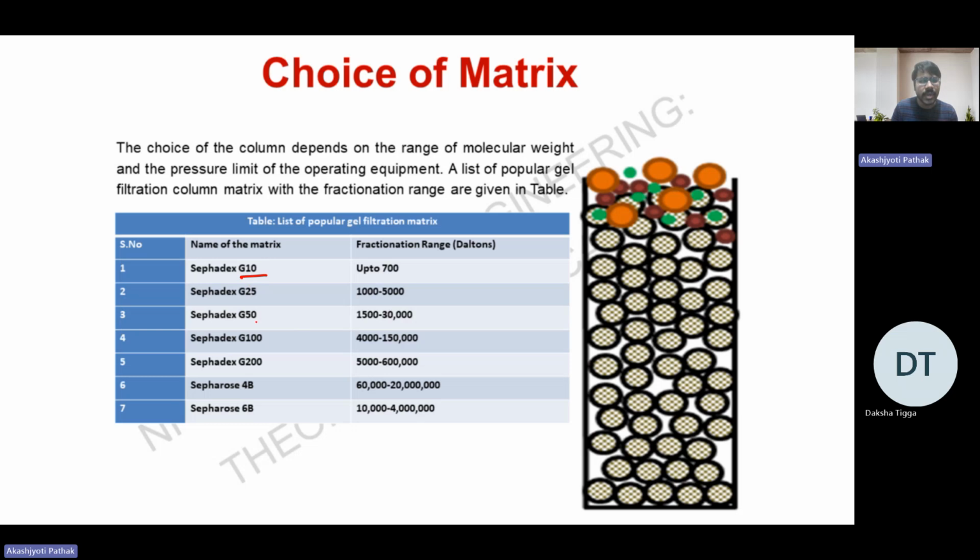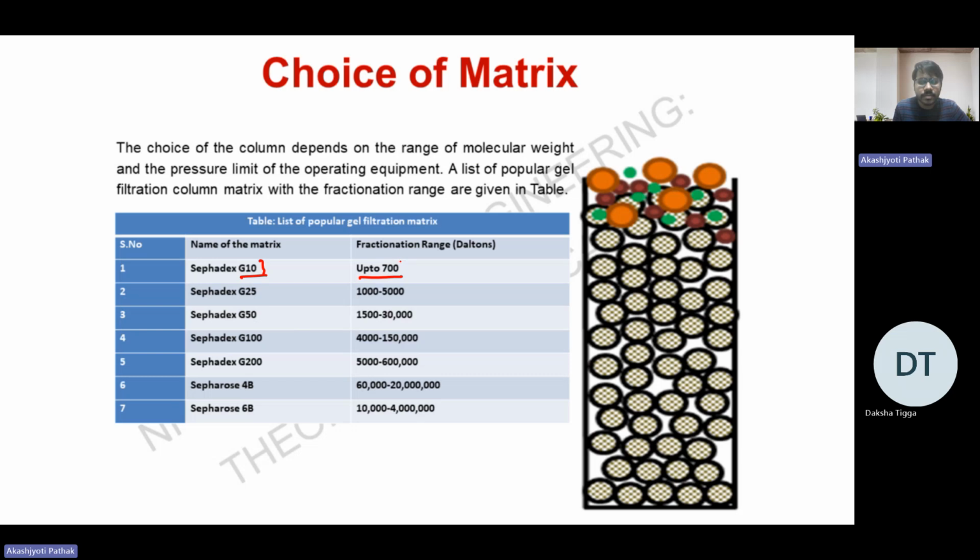So G10, G25, G50, G100. These are actually a measure of the pore sizes. So depending on the pore size, it will have a fractionation range. So what do you understand by fractionation range? Fractionation range means what molecule it will separate. So consider this one. Sephadex G10 has a fractionation range up to 700. What does this statement mean?